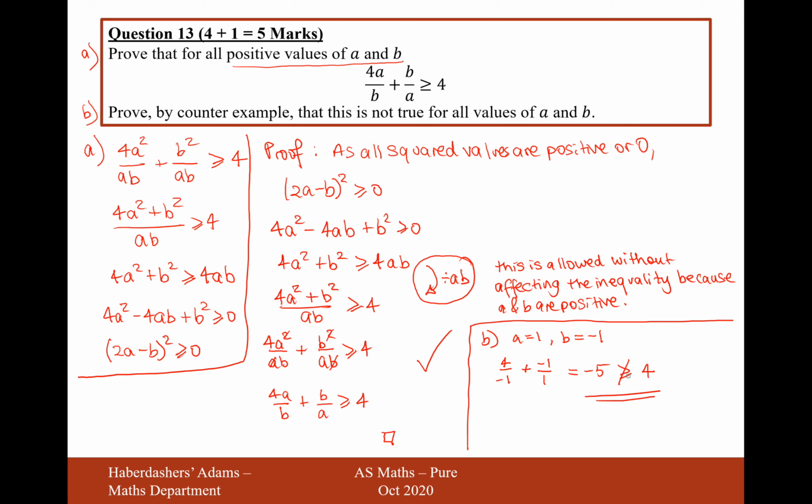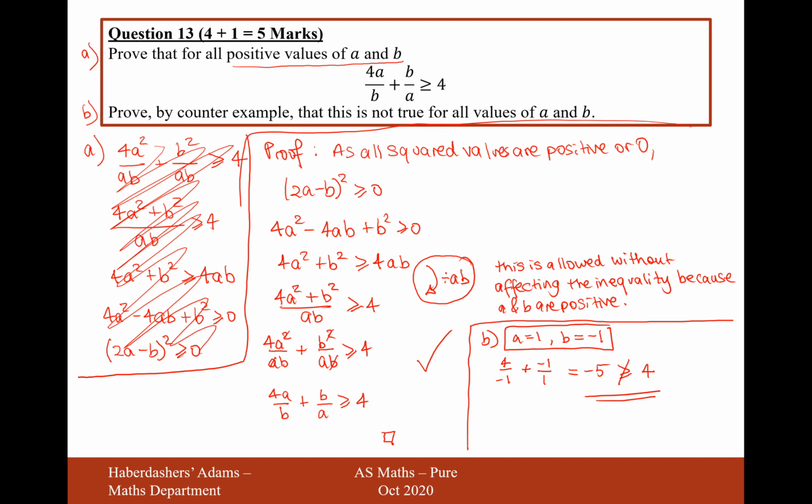So there we are. Nice little counterexample is a equals 1, b equals minus 1, because that will give us minus 5, which is not bigger than 4. So there we are. This is the answer for this question here. So this work here might get you a few marks, but the proof really comes in stating your proof in this box here. This is the answer to this question. So there we are, that's the answer for question 13. They're worth 5 marks in total. Let's now move on to the final question, question 14.